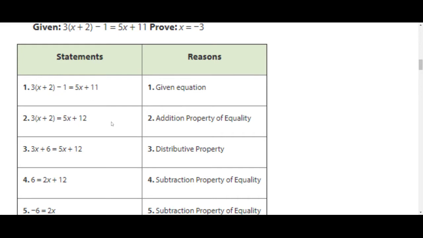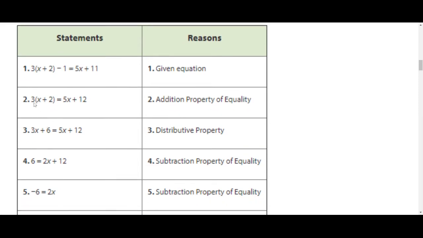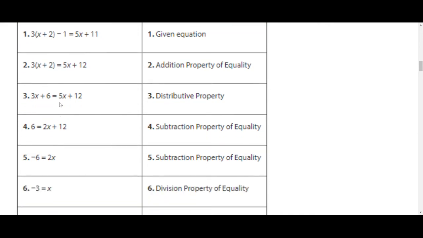The addition property. Okay, look at what they do next. They take 3, multiply it by x to make it 3x. They do 3, multiply it by 2 to make it 6. What is that property that lets you multiply both parts of the parenthesis? That's the distributive property. So distributive property lets you do the math to get from here to here. Okay, let's see what happens now.